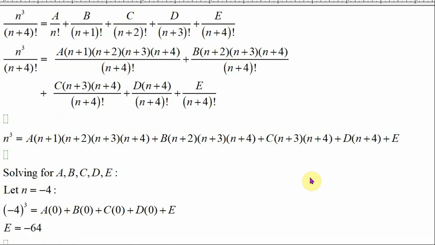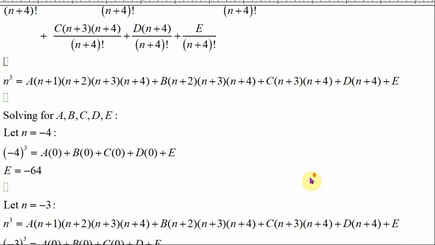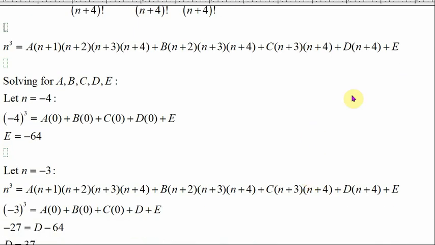And now we can solve for a, b, c, d, and e. So this equation right here is true for all n. And so we let n be negative 4. When n is negative 4, this will be 0, this will be 0, 0, and 0. So we get e is negative 4 to the third, which is negative 64.